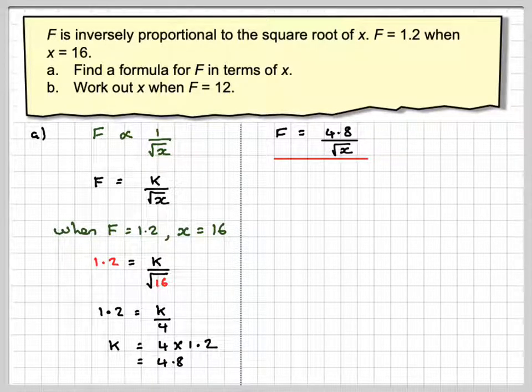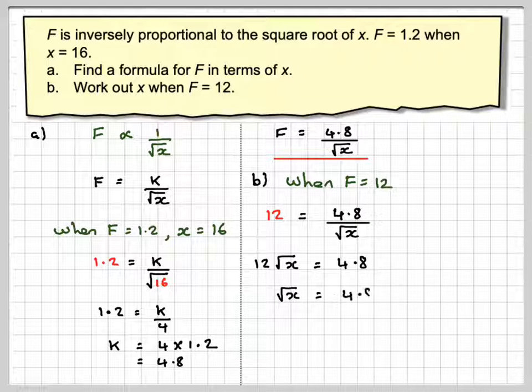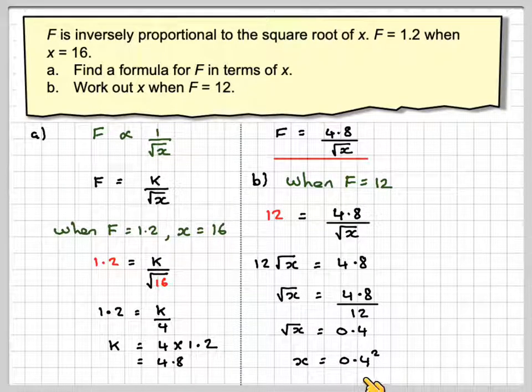Part B, work out x when f is 12. So when f is 12, we're going to have that 12 is equal to this 4.8 over root x. So 12 root x will be equal to 4.8. And therefore root x will be equal to 4.8 divided by 12, which gives me that root x is equal to 0.4. In order to find x, we need to square. Therefore, x will be equal to 0.4 squared.